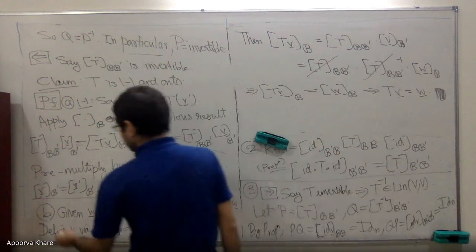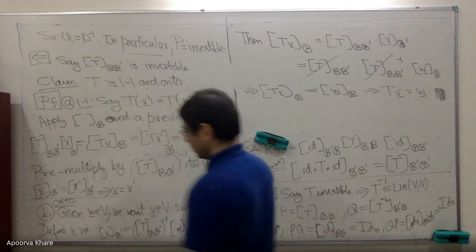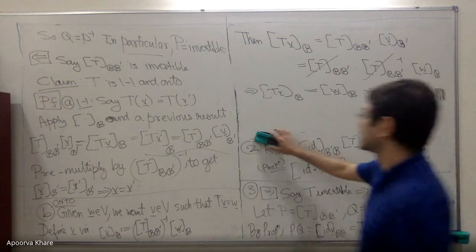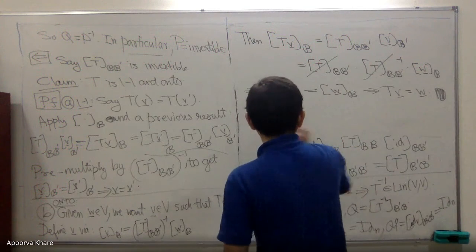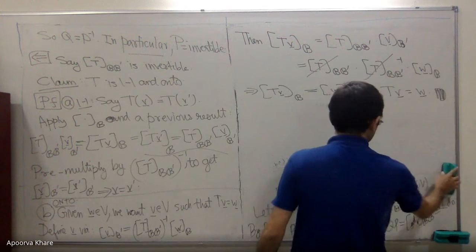This is the onto part. And therefore it is a linear transformation. Therefore it's an isomorphism. So if the matrix of T is invertible, then so is T itself.